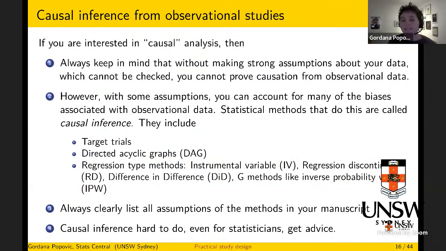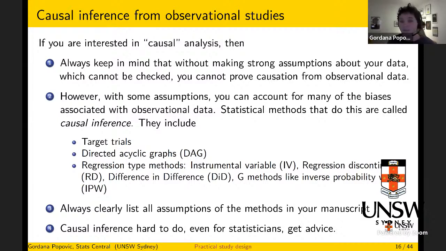Keep in mind, without a manipulative experiment, you can never show causation without making some assumptions that you cannot test. So if you want to do a causal analysis, you'll have to make some assumptions about your data that are not possible to test. However, there are a number of tools that are able to account for many of the biases in observational data.